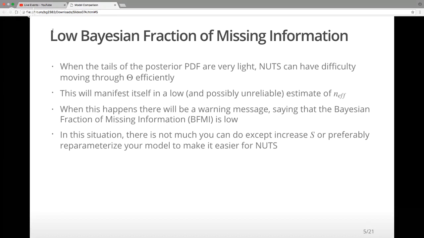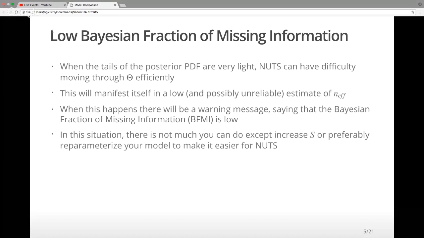And in a situation like this, there's not a whole lot you can really do. One thing that you can do is just increase the nominal number of iterations. And if the effective sample size is only 5 or 10% of that, well, that's not great, but you can increase S to the point where you're getting enough effective sample size. But a better solution would be to think about reparameterizing your model to make it easier for no U-turn sampling to move throughout this posterior distribution, posterior kernel, efficiently.